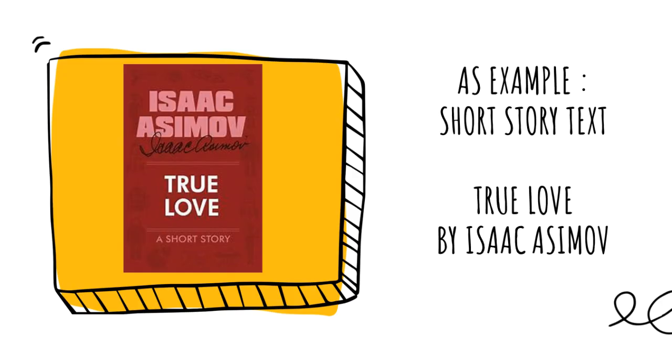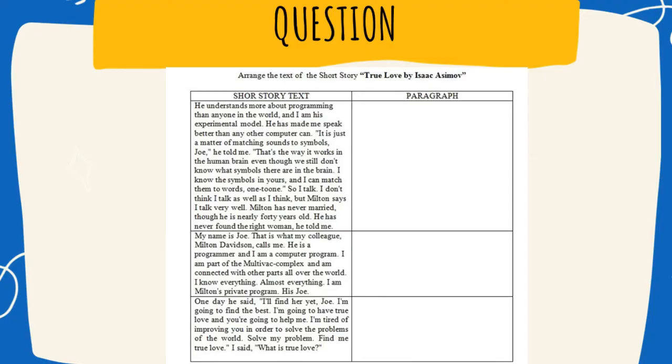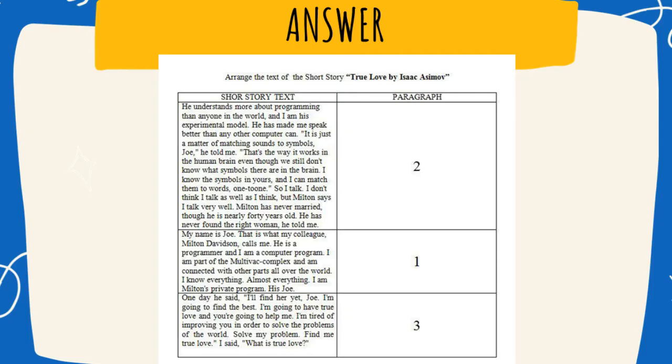As an example, the short story text is True Love by Isaac Asimov. This is the short story text. The teacher provides the questions like this, so the students can arrange the short story text. The students can write the paragraphs in the right order.